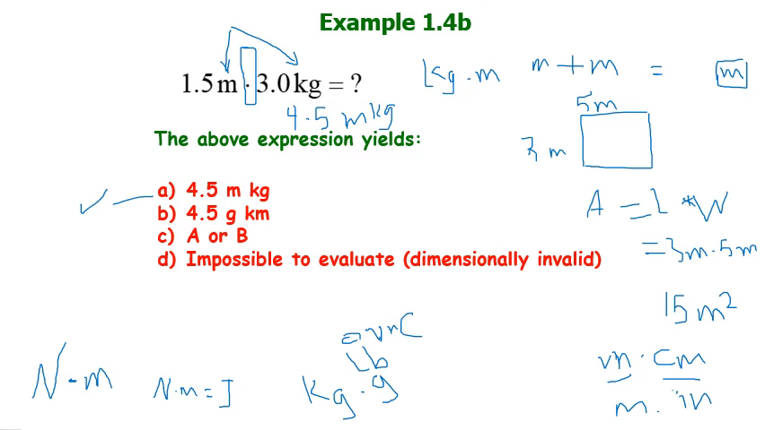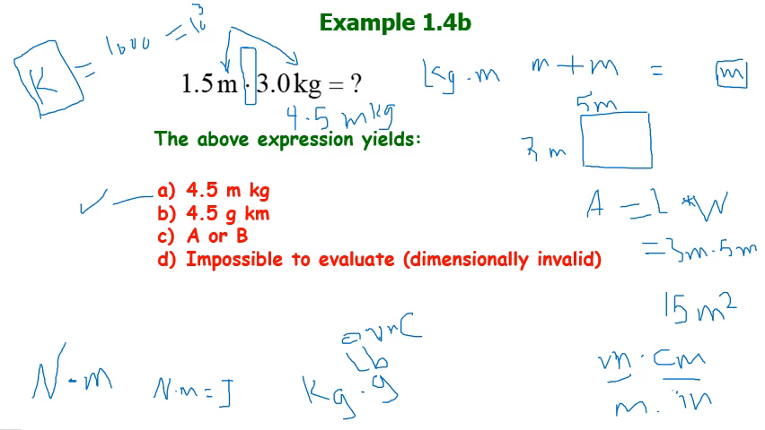The second is somewhat tricky. Here we have grams times kilometer. The symbol K for kilo in the SI unit system means 1000 or 10 power 3. So the kilometer is 1000 meter, kilogram is 1000 gram, and so on.